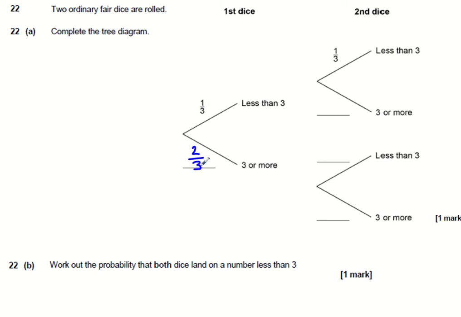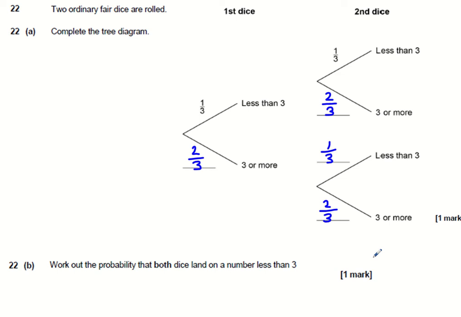And that will repeat itself throughout the entire diagram. 1/3 is less than 3, so 2/3 is 3 or more. 1/3 and 2/3. Part B. Work out the probability that both dice land on a number less than 3.